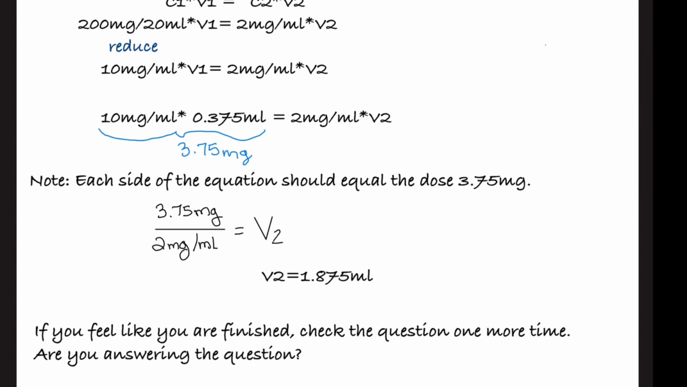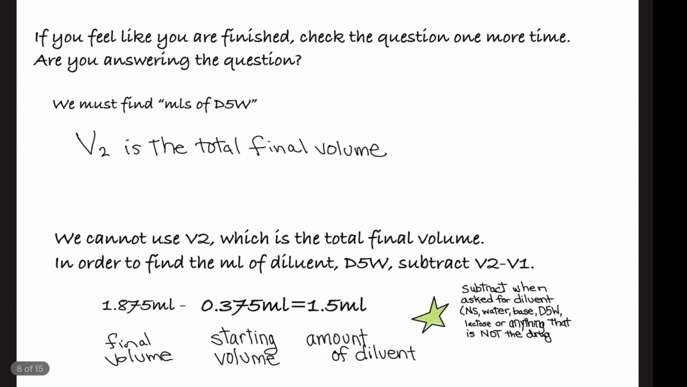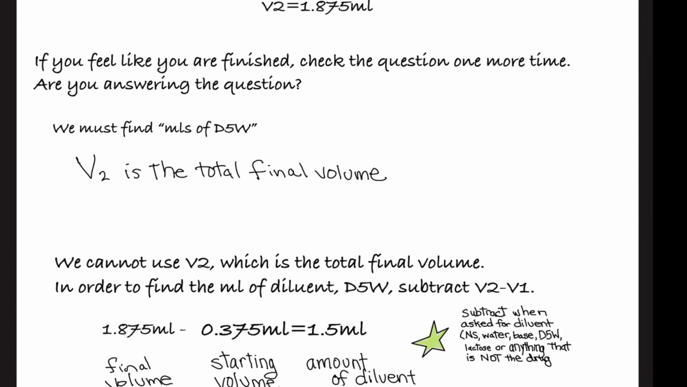C1V1 equals C2V2. We replace the concentrations, we reduce. Notice that once we multiply volume 1 and concentration 1, we actually get the dose, 3.75 milligrams. We should also notice each side of the equation should equal the dose, 3.75 milligrams. So I'm going to solve using algebra, just divide by 2 milligrams per mL, and we'll get V2 is 1.875. If you feel like you are finished, check the question one more time.